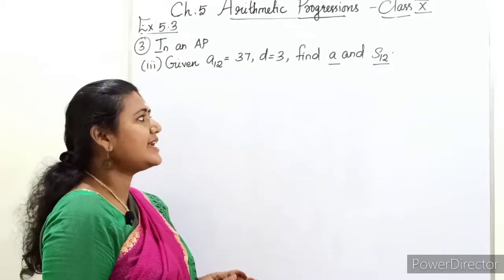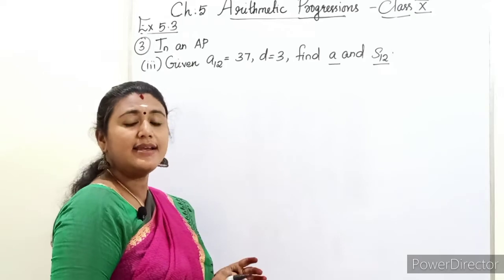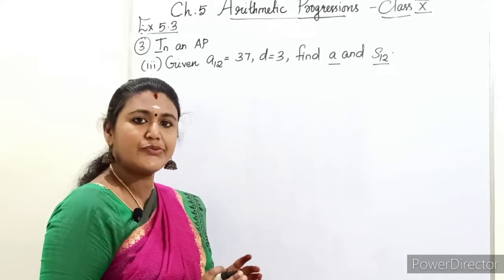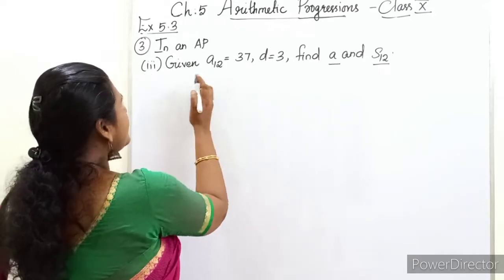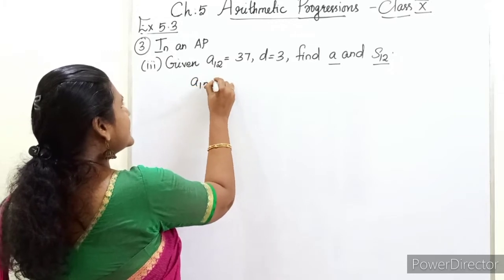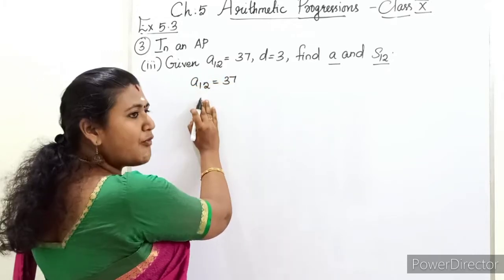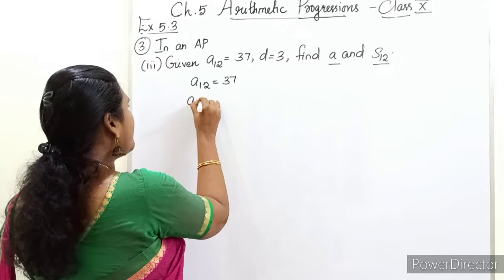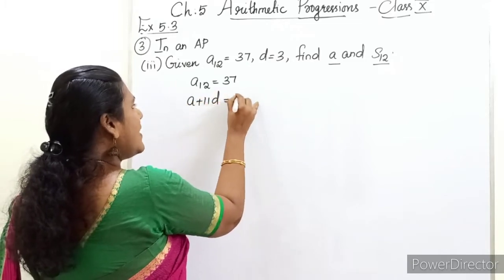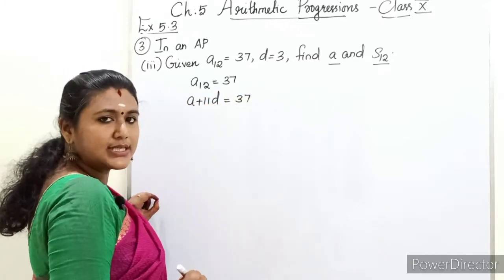We have to find the first term and S12, the sum of the first 12 terms. So here, what is given? A12 is given as 37. So what is the formula for A12? A plus 11D. So A plus 11D is equal to 37.